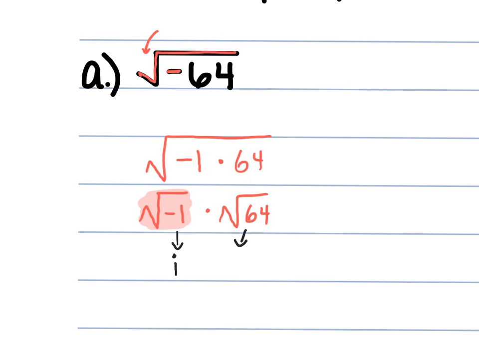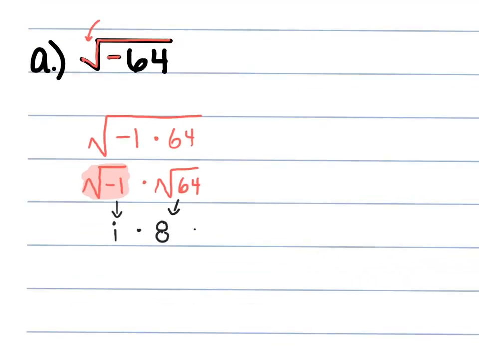This is something I have known how to do for a long time. What is the square root of 64? It's 8. So I get i times 8, and I treat that i just like a variable, and I write it as 8i. The square root of negative 64 is 8i. 8 times an imaginary number, this imaginary number, which is the square root of negative 1. Final answer.